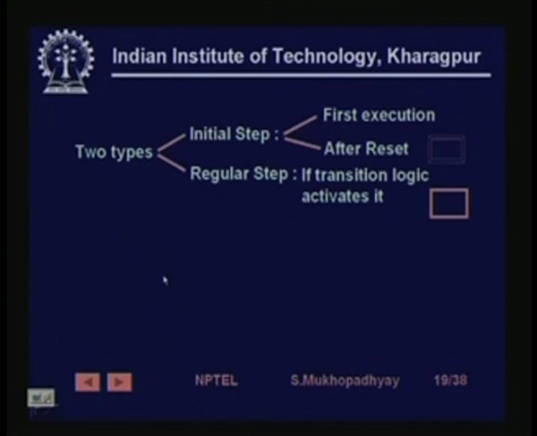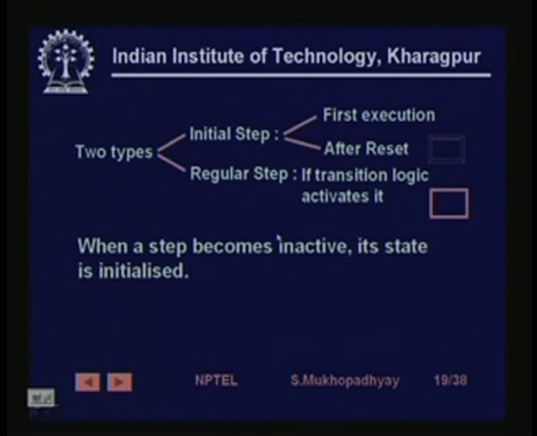Similarly, the steps can be of two types. Number one is the initial step, which I had marked, and its execution can happen in two cases. One is when you are executing for the first time after power on, and the second is after a program reset, since sequential function charts have some standard instructions which are assumed to reset the program. After reset also you can execute a particular type of step called the initial step, typically used for initializing variables, states and intermediate variables. Otherwise you have regular steps, and which of them is active at any time depends on the transition logic, as we have seen.